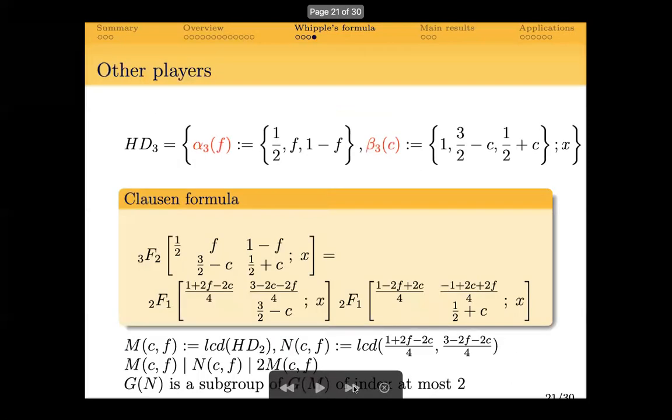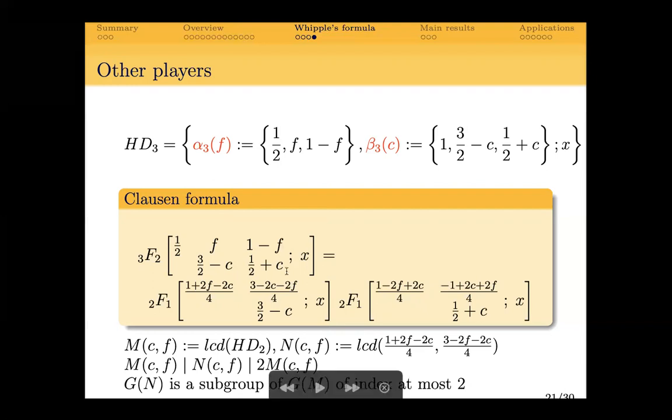All right. So basically, another player we don't see is another thing, which is 3F2, corresponding to another hypergeometric motif. Again, it's defined over Q. The parameter sets are 1/2, F, 1 minus F, 1, 3/2 minus C, and 1/2 plus C. And then there is also a player called the Clausen formula. The importance of the Clausen formula basically is that the 3F2 can be written as a product of 2F1, which, in terms of Galois representation, are more or less isomorphic up to a character.